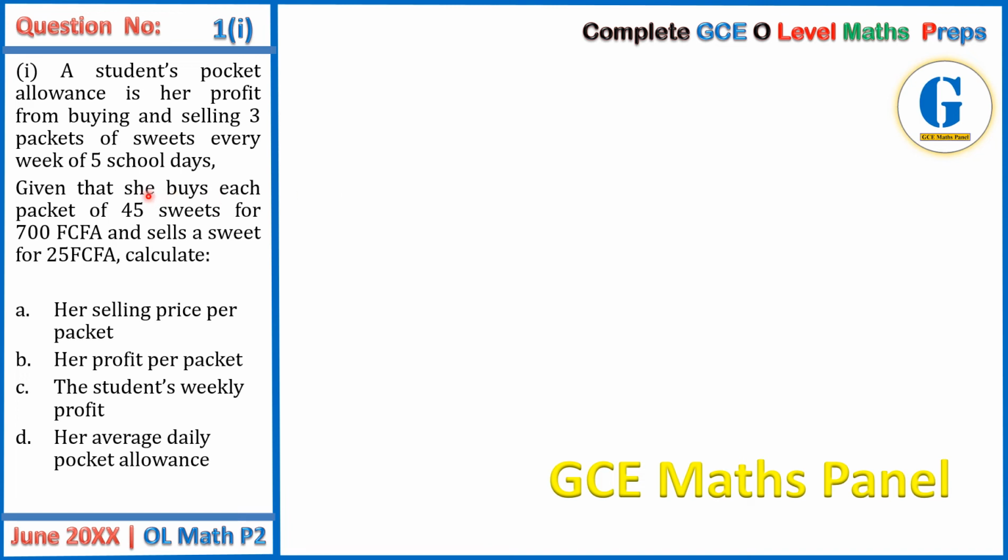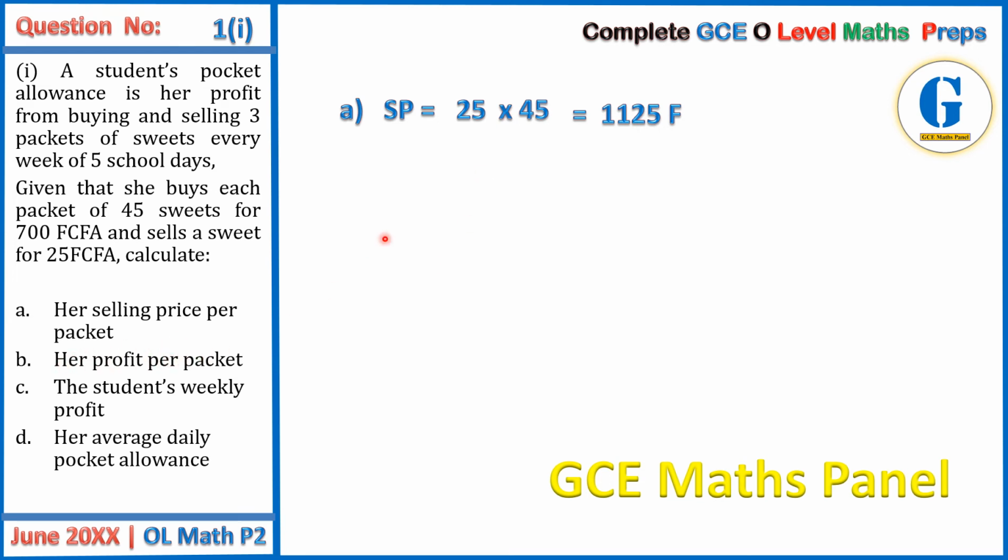So given that she buys each of the packets of 45 sweets, so one packet has 45 sweets, for 700 francs and sells 1 sweet for 25 francs, calculate her selling price per packet. So she sells 1 sweet for 25 francs, right? And there are 45 sweets inside. So what will be the selling price for 1 packet? It will be equal to that 25 francs for 1 sweet times the number of sweets, which is 45. So the selling price for 1 packet is 1,125 francs.